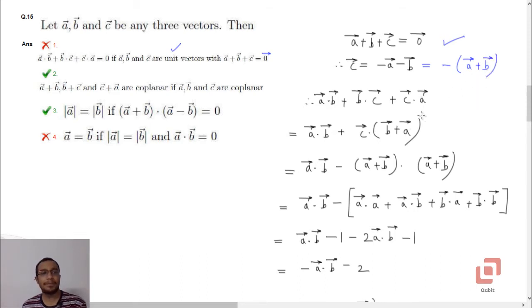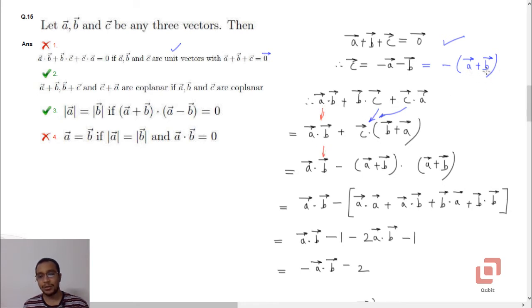Let us now go to the expression given to us: A bar dot B bar plus B bar dot C bar plus C bar dot A bar. Now as I said, this problem is based on the properties of the dot product, and we know that dot product distributes over addition. So we can take C bar here, and in the bracket we can write dot B bar plus A bar, and this C bar can now be replaced by negative of A bar plus B bar. We will keep the first term as it is.